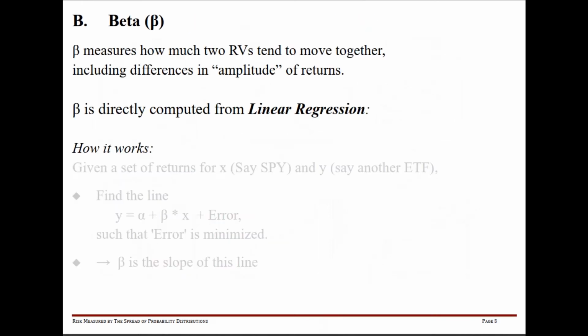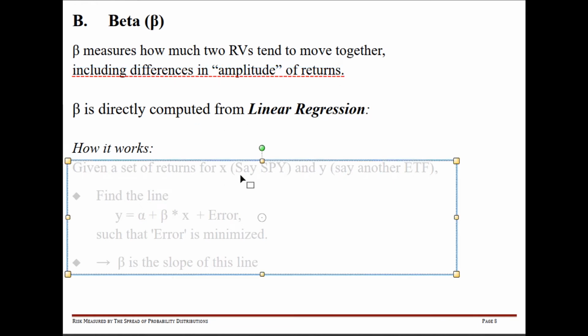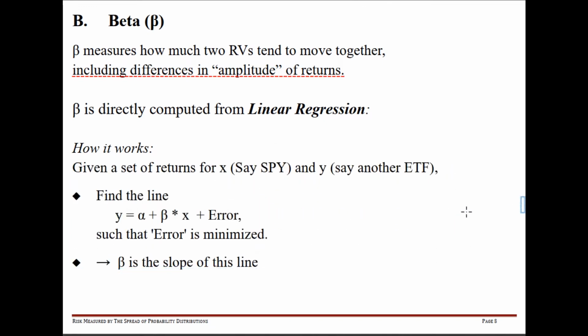Okay, our second measure of correlation is beta, and beta, you definitely need to know what beta is also. Beta is measuring how much two random variables move together, including the amplitude effect differences. Okay, so let me just highlight that. And there are two ways to get beta. The most common way is from a linear regression, and it works just like this.